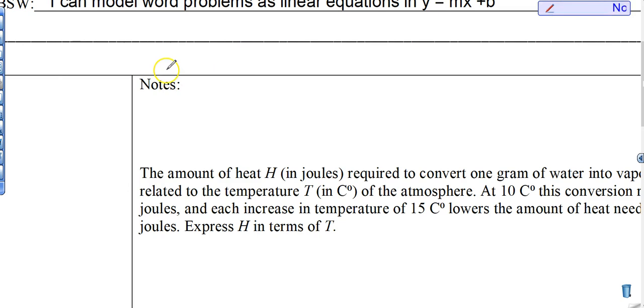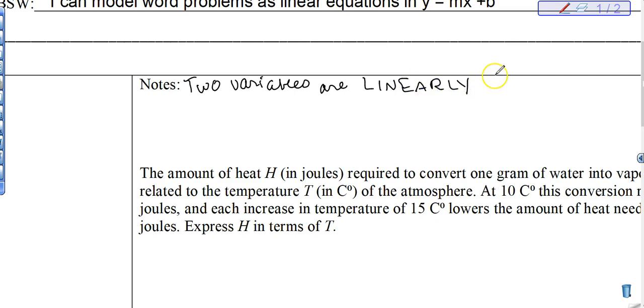All right. So some things to write in your little notes section that I think will be very helpful, other than to remind you that to write the equation of a line, you need a point and a slope, which I just told you a little bit ago, is this. Two variables are, in all caps, linearly related.